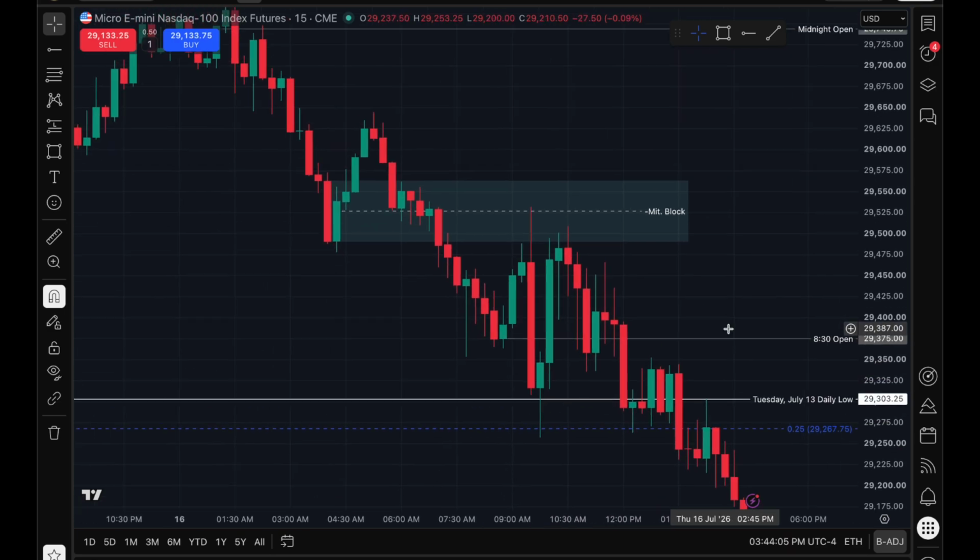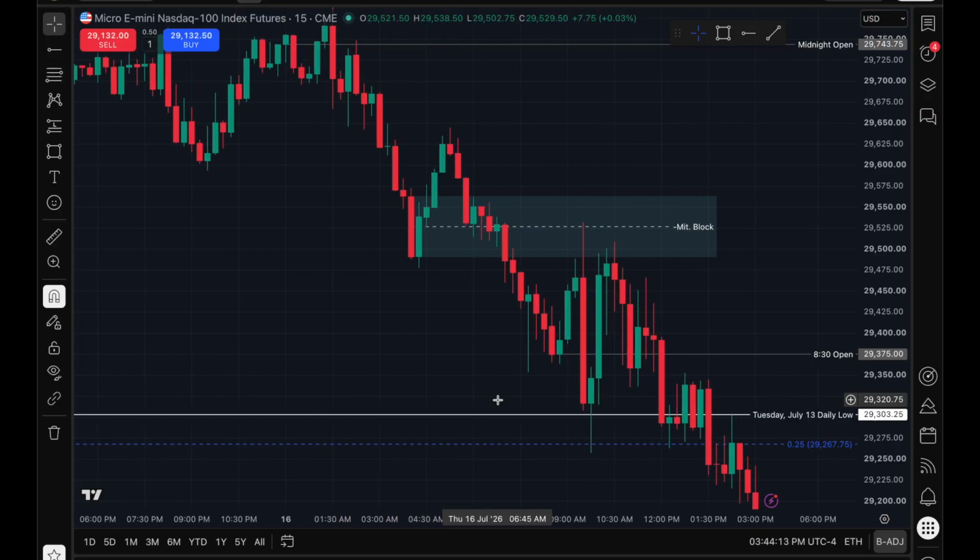So yeah, this 15-minute mitigation block is what I use for my entry, targeting these lows, this low down here, this daily low, and I will show you that on a 1-minute chart.